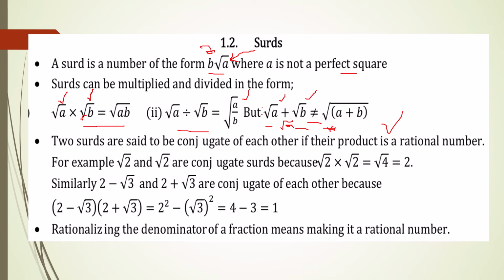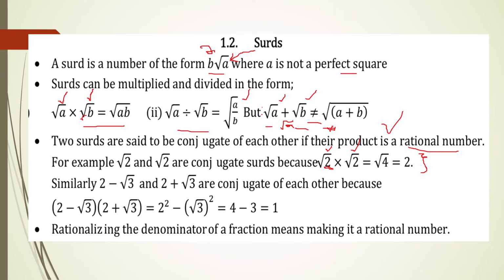On the third point, we are saying that two surds are said to be conjugate to each other if their product is a rational number. For example, root 2 and root 2 are conjugate surds, because when you multiply them, you get a value which is inside the root. This is not that important, though in teaching you may hear me talking about them. So if you're multiplying a root and another root, we call those conjugate surds.